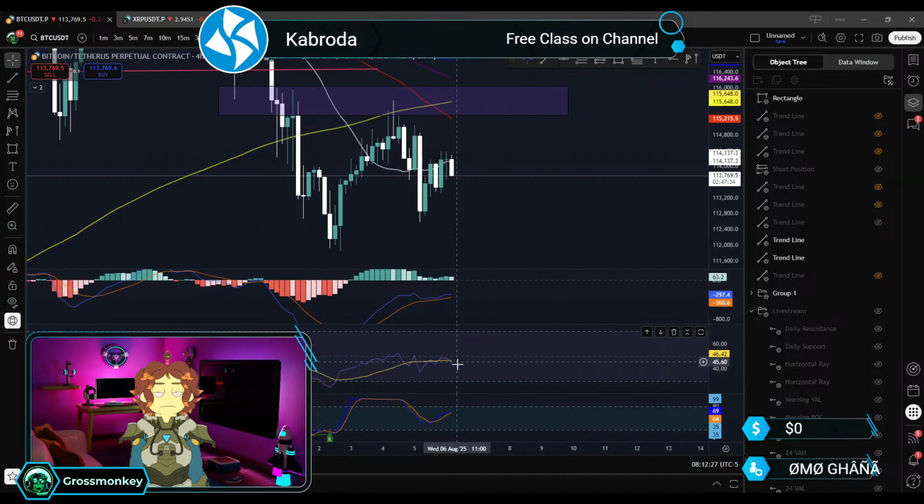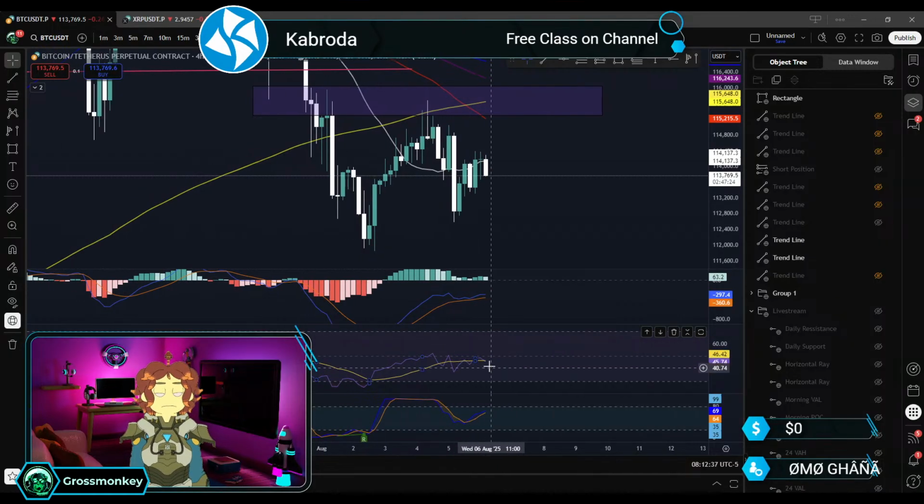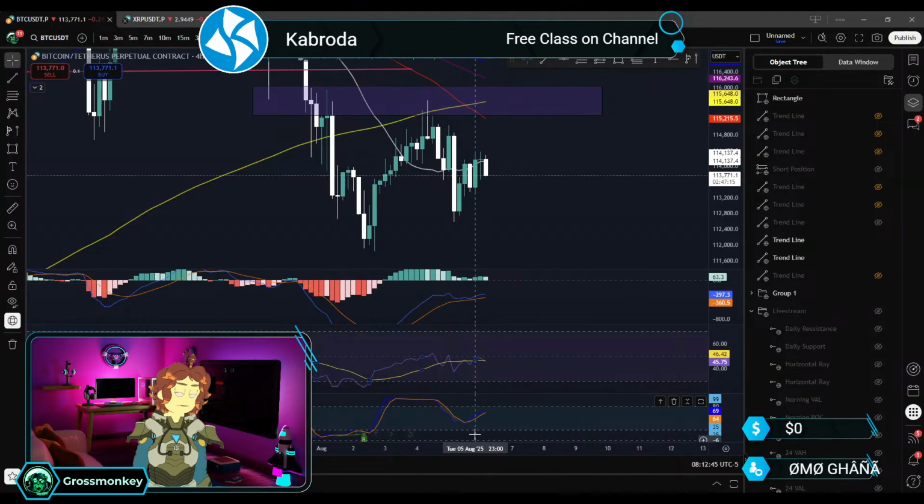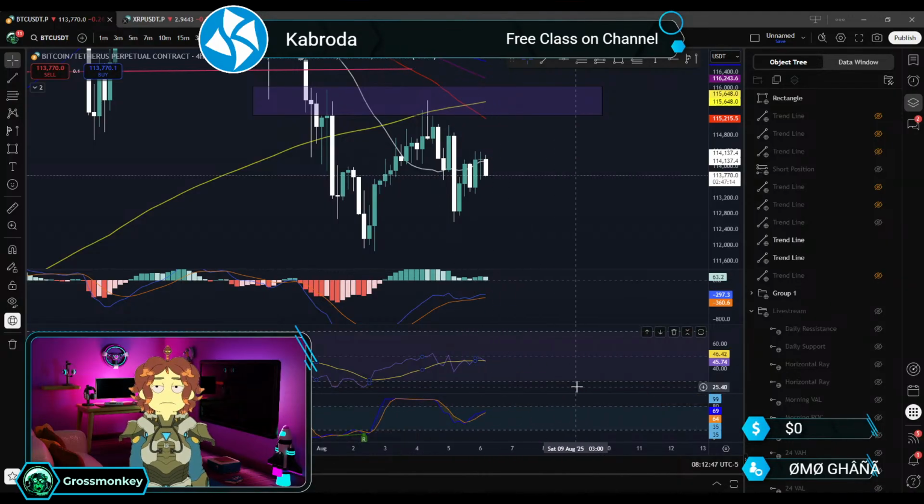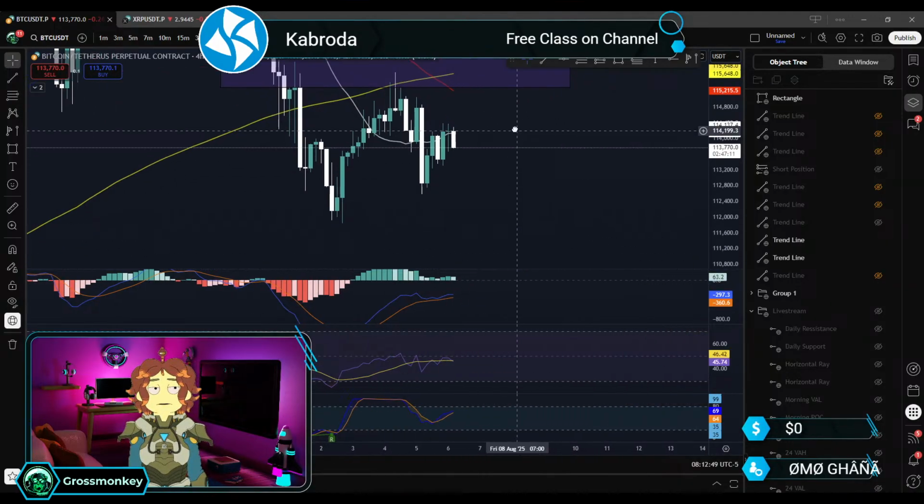RSI is neutral to bearish. You got the RSI curling down here. The line's curling under the slower moving average: the faster moving average, which is purple, is moving under the yellow slower moving average. So that's a bearish sign. And then you got the stochastics right now are actually curling up, so that's pretty positive for that.